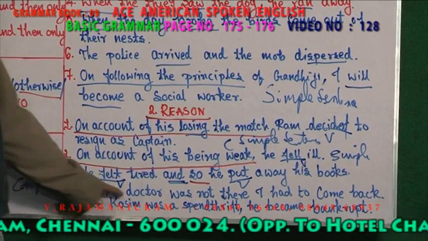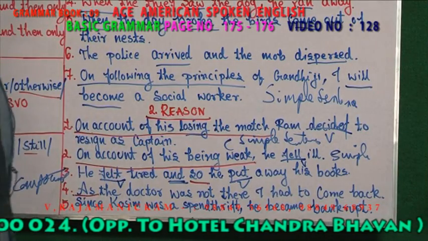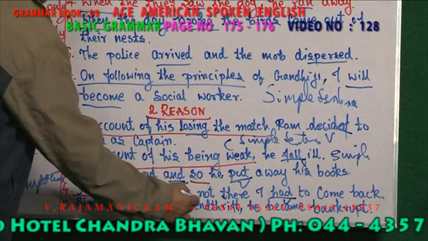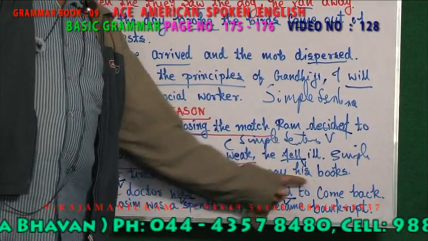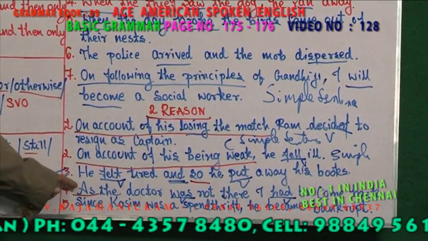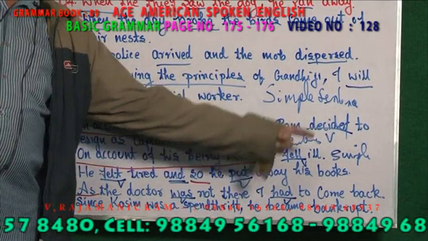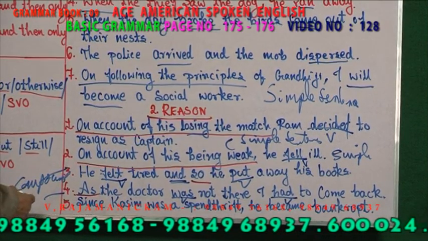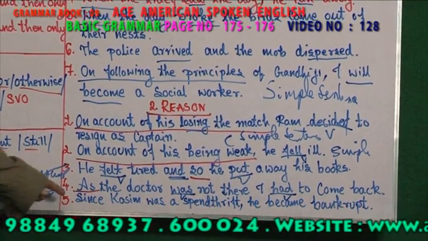Now, as the doctor was not there, I had to come back. So what type of sentence is it? How many verbs are there? Had is a verb, was is a verb. So this sentence depends upon this sentence, I had to come back. So as the doctor was not there depends upon I had to come back. So it is called a complex sentence. Number 4 is a complex sentence. Okay. Number 5, read it out.